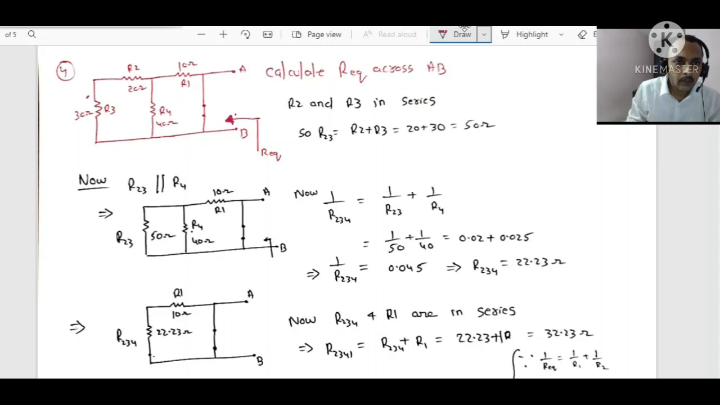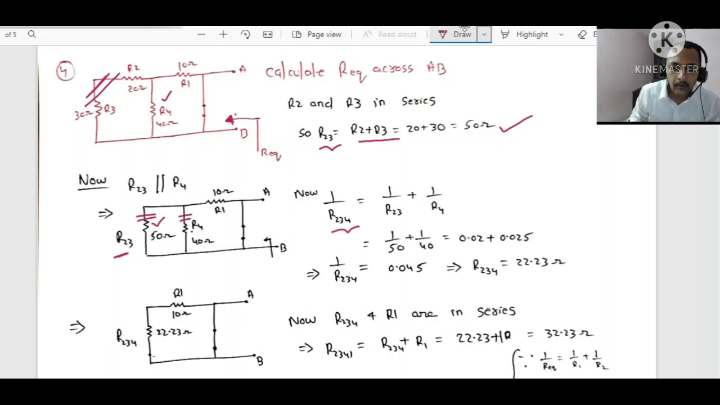Here R2 and R3 are in series, right? That equivalent value will be in parallel with R4. R2, R3 are in series, so you will solve these two first. R2,3 is equal to R2 plus R3. Why? Because R2 and R3 are in series. You got 50. Now this 50 will be in parallel to the 40. Now see, R2,3 and R4 are parallel. Now you will find its equivalent.